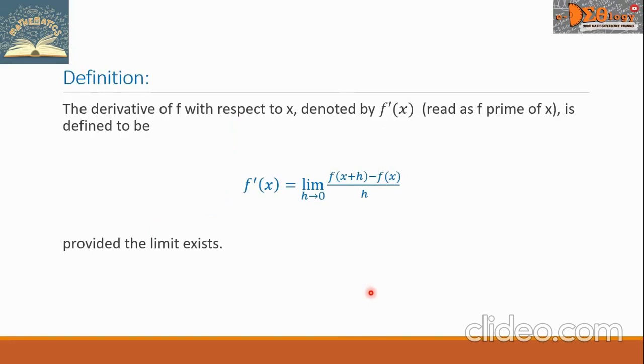This time, let us have a formal definition. The derivative of f with respect to x, denoted by f prime of x, is defined to be, this is the formula, f prime of x equals the limit of f of x plus h minus f of x all over h as h approaches 0, provided the limit exists.